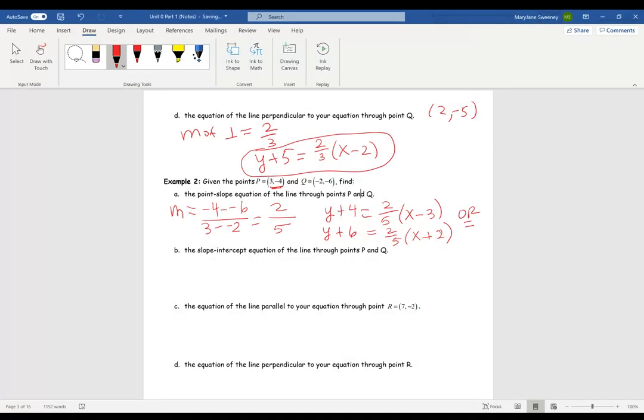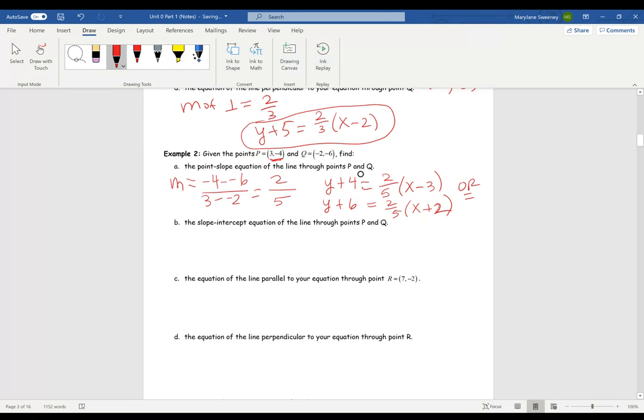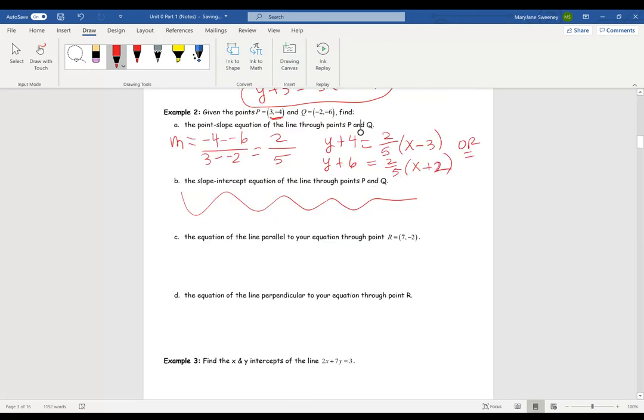If you solved these for y, if you got them in y equals mx plus b form, you would see that they're the exact same equation. So here they just look a little different, but they're the exact same. I don't even think we'll bother with slope intercept, because we're normally just going to leave it in point slope unless they specifically give me the y-intercept.